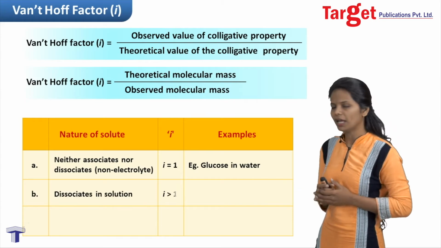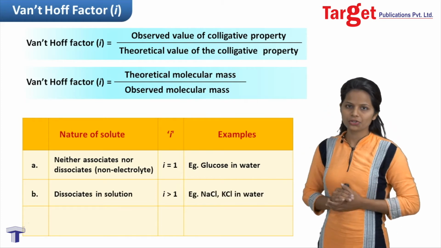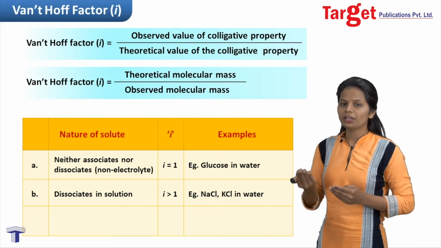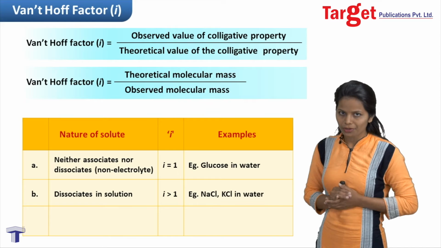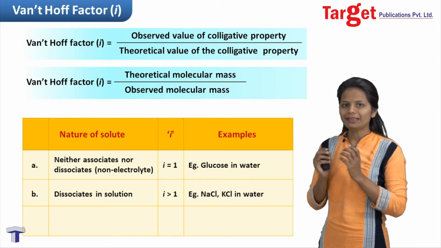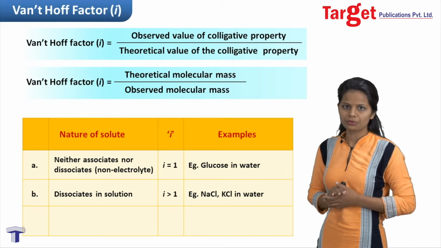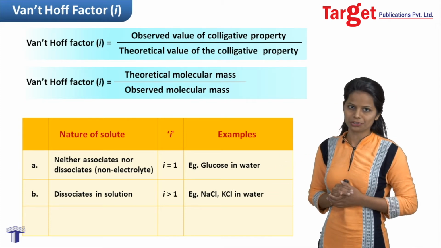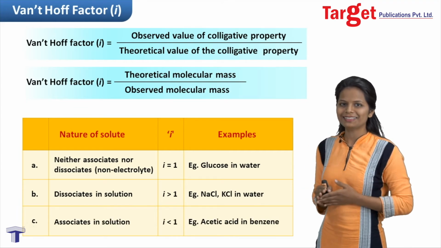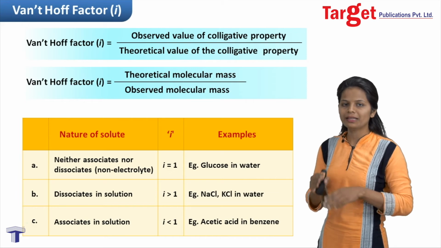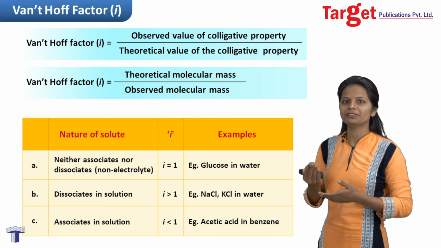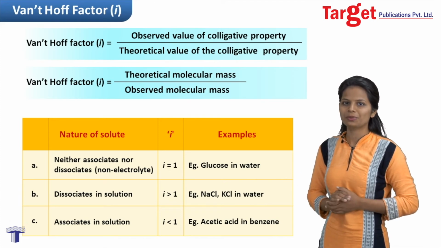Now, the second case is when there is dissociation of solute particles taking place. Now, what is happening is that the observed colligative property will be more than the theoretical colligative property, because of which i will be greater than 1. The simplest example is NaCl added in water, or any ionic solid added in water. The third and final value of i will be less than 1. The simplest example is acetic acid added in benzene, wherein there is association taking place, and hence the observed value is going to be less than the theoretical value, for which i is going to be less than 1.